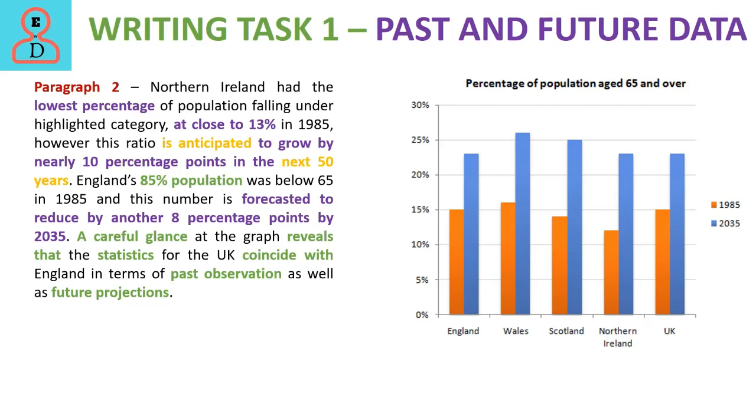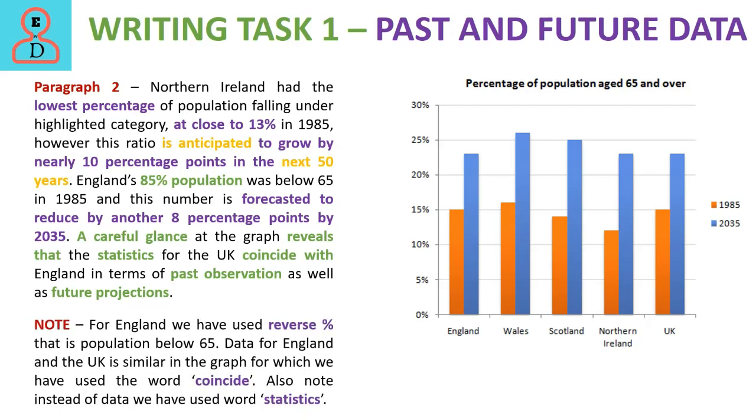For England, we have used reverse percentage. That means instead of giving percentage of population of 65 years and above, we have given percentage of population which is below 65 years. This again adds variety to your writing and highlights your knowledge of the graph.